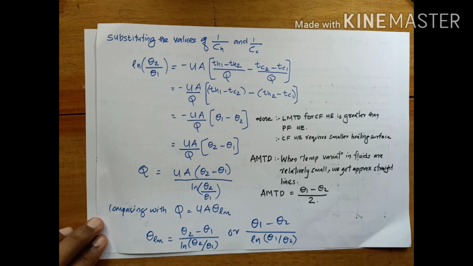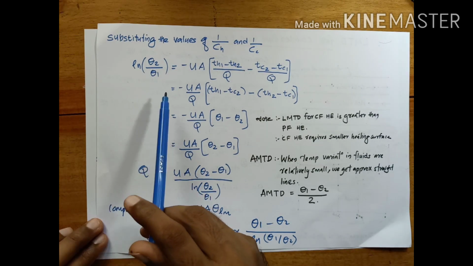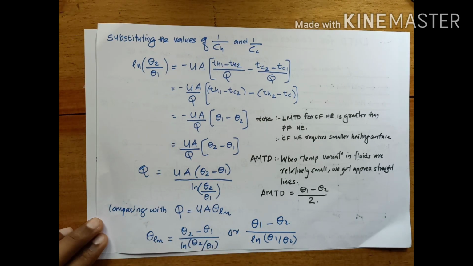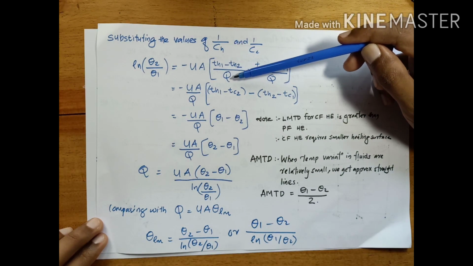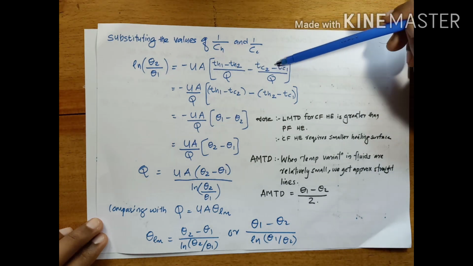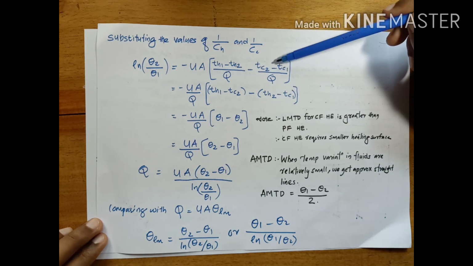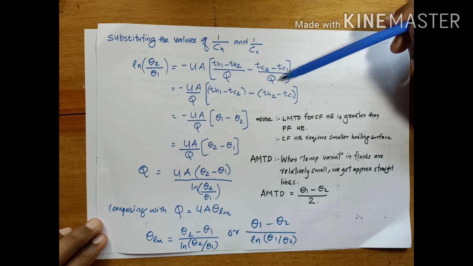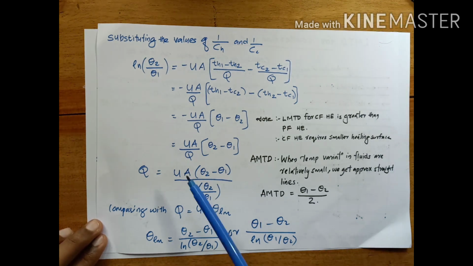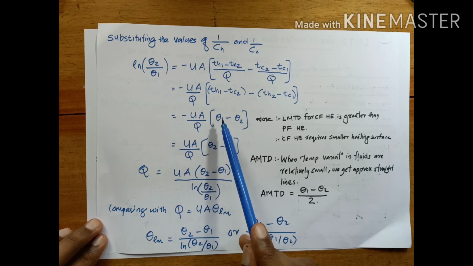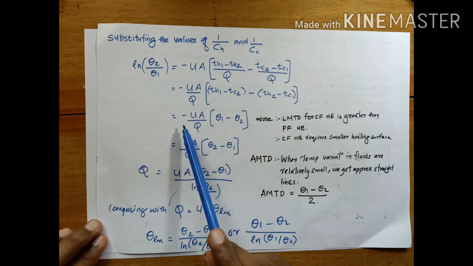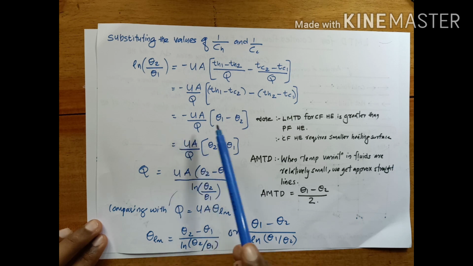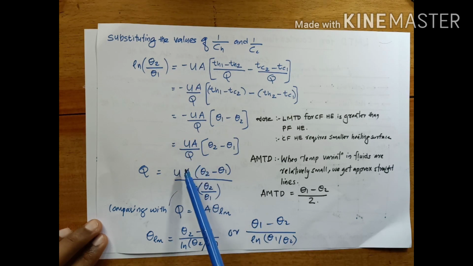So we will be getting natural log of theta 2 by theta 1 equals minus U into A into here Th1 minus Th2 by q, that is 1 by Ch, and here we substitute for 1 by Cc, that is Tc2 minus Tc1 by q. Rearranging, we get minus UA by q into theta 1 minus theta 2, that is, when we apply the negative sign from the outside to the inside, we will be getting UA by q into theta 2 minus theta 1.